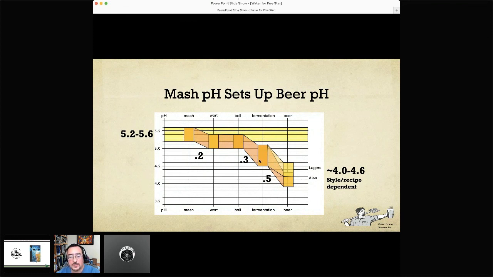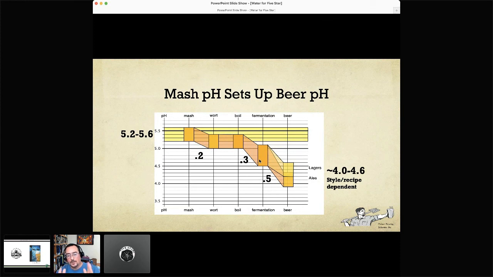Going into fermentation, the yeast are taking in amino acids, they're excreting organic acids and protons to maintain their cellular chemistry. Fermentation is a great pH leveler, and pH tends to drop by about another 0.5 during fermentation. And this is how we get from our mash pH range of 5.2 to 5.6 down to our final beer pH range of 4 to 4.6, style dependent, of course.